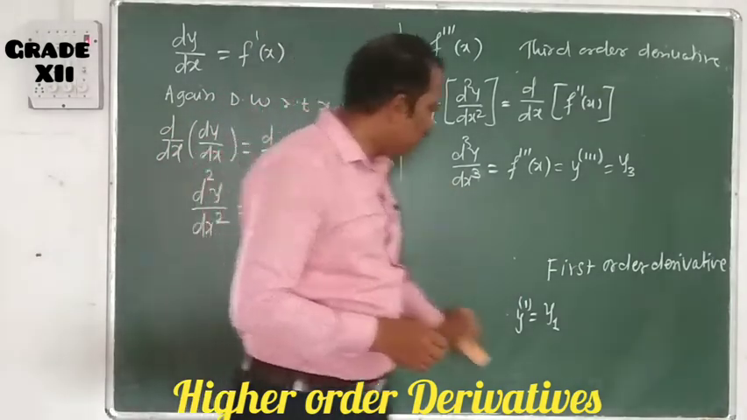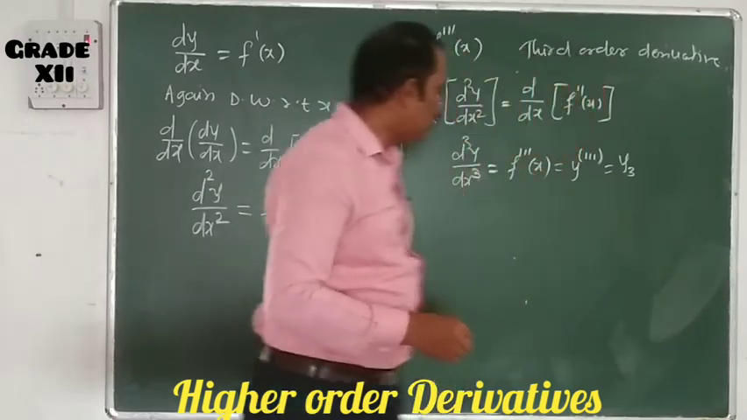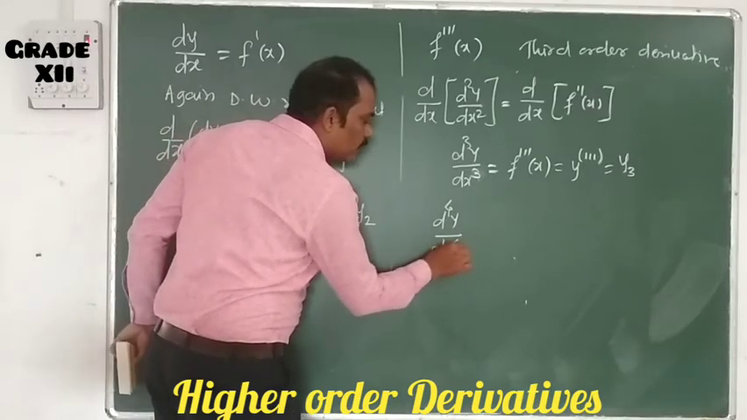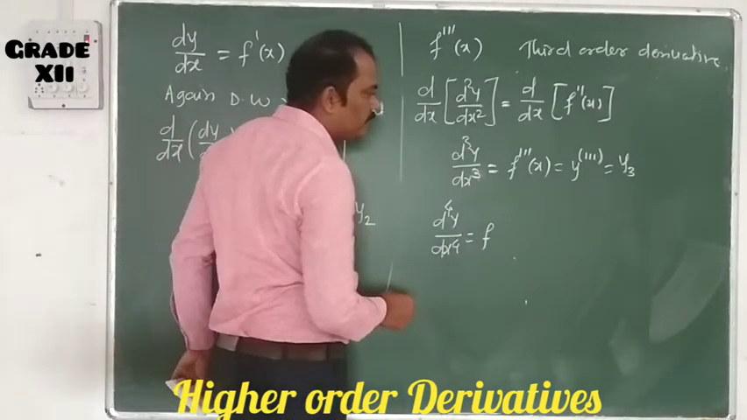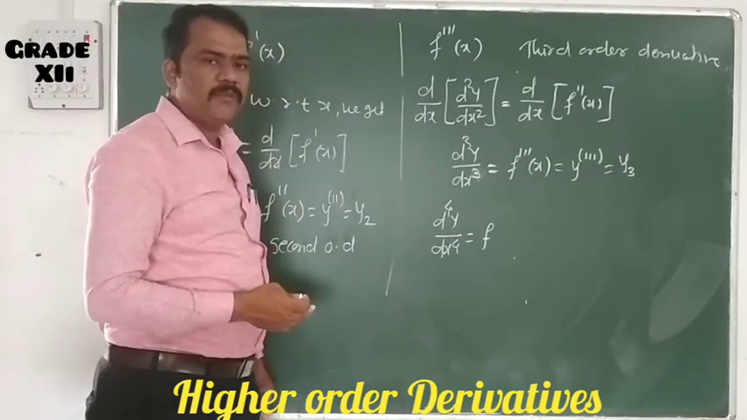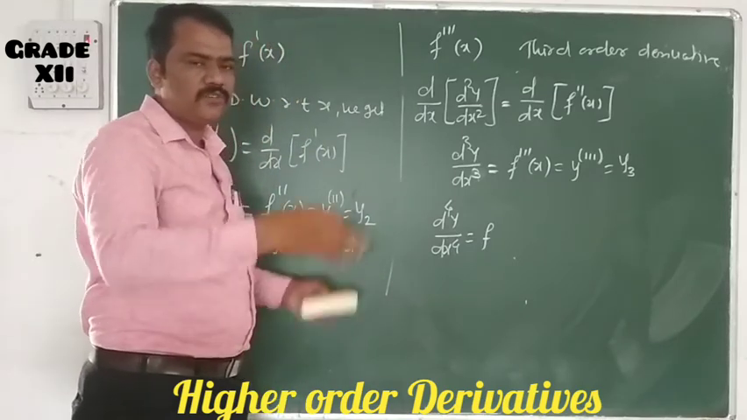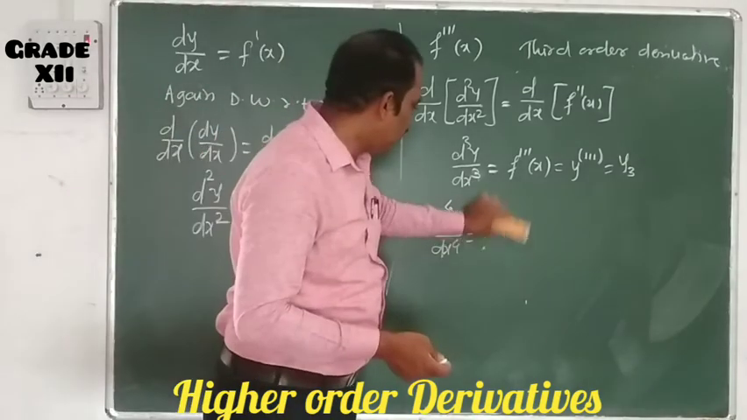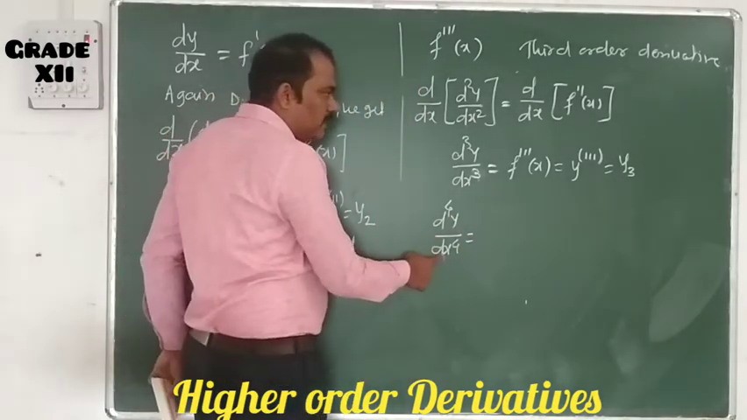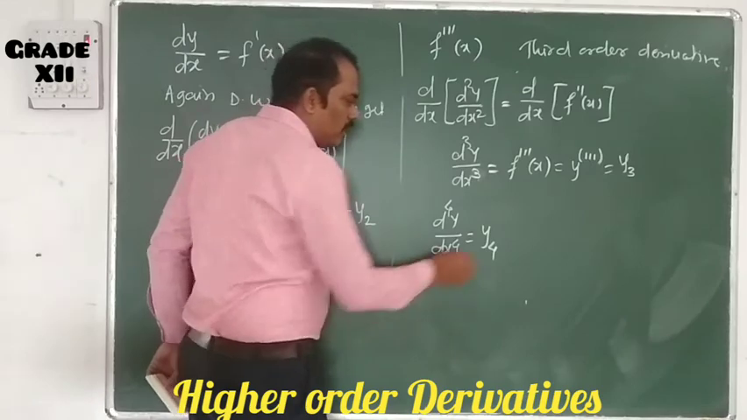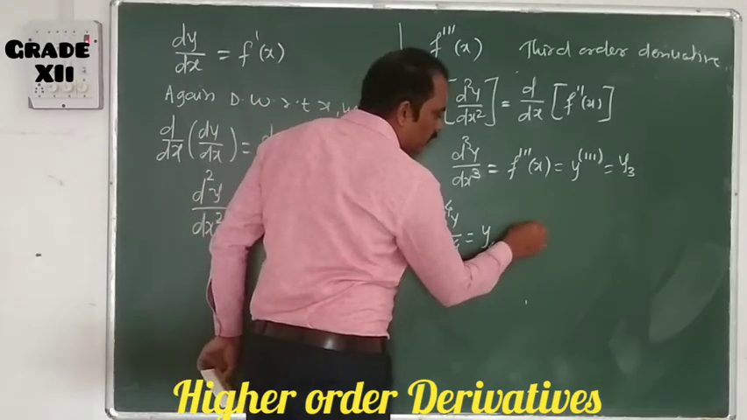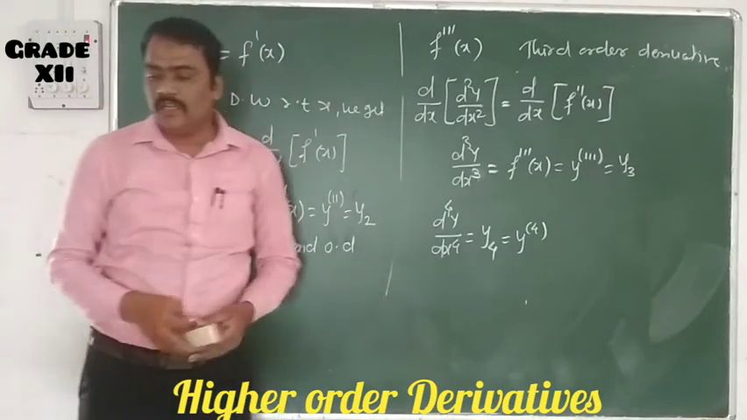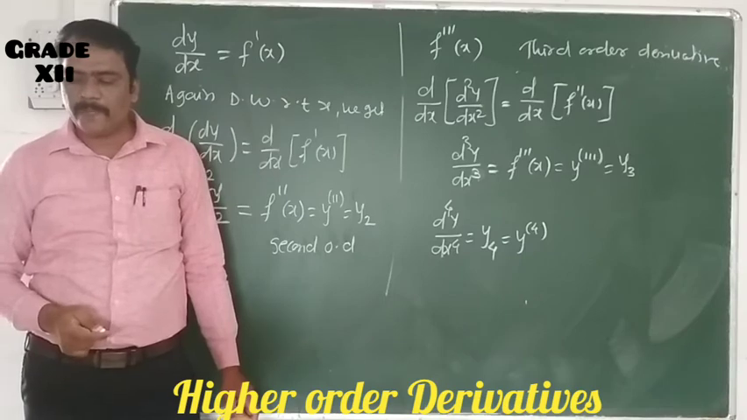So on. If I have to take the fourth order derivative, then that fourth order derivative is represented by d4y by dx raised to 4 is equal to f 4 dash of x. It must be hectic to represent it this way, so we can represent it like this: d4y by dx raised to 4 is equal to y4. Or here we write y raised to 4. Okay? It is nothing but the fourth order derivative of y with respect to x.